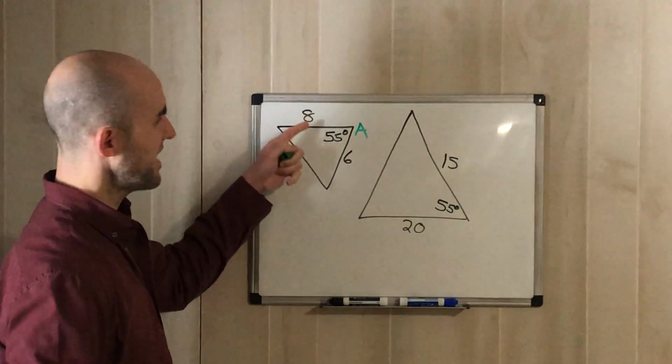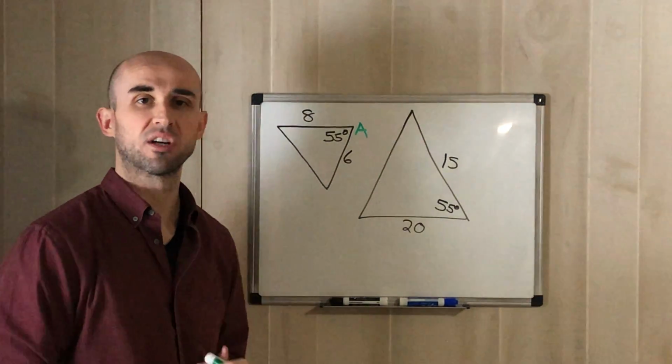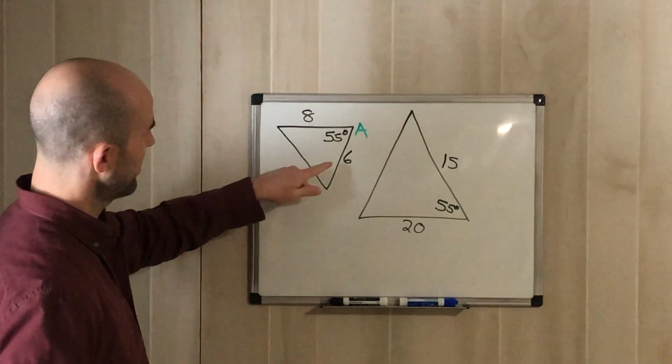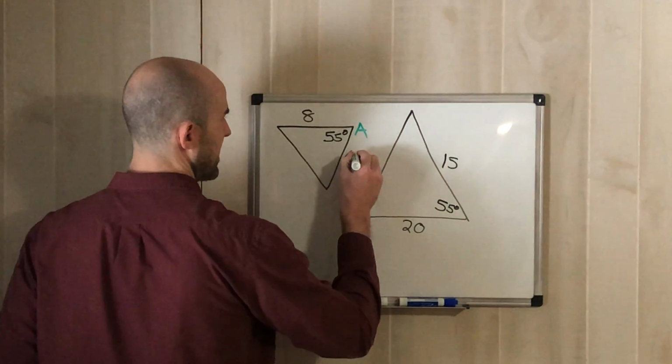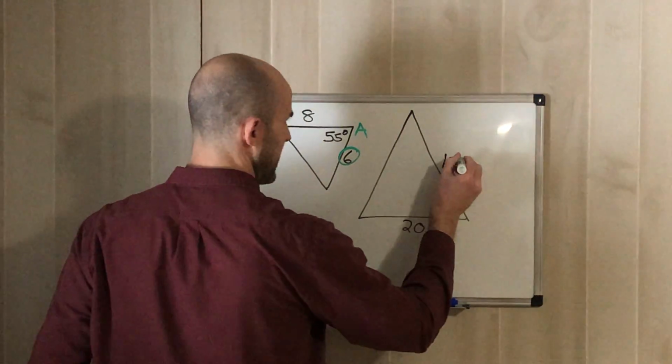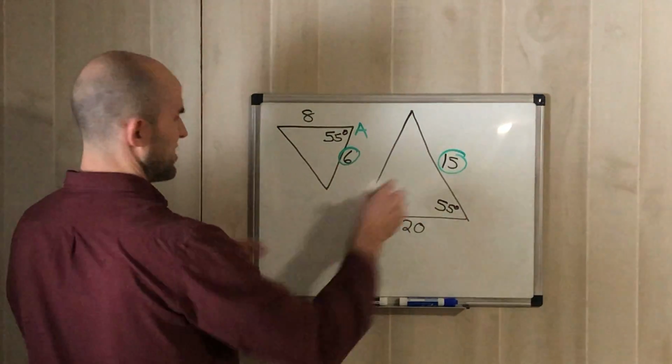Now let's look at the sides, right? Because again, we're not saying the sides are equal. We're trying to figure out whether the scale factors are equal. So let's start with this. We know that the smallest side here is 6, and the smallest side here is 15. So we're going to put the smallest with the smallest.